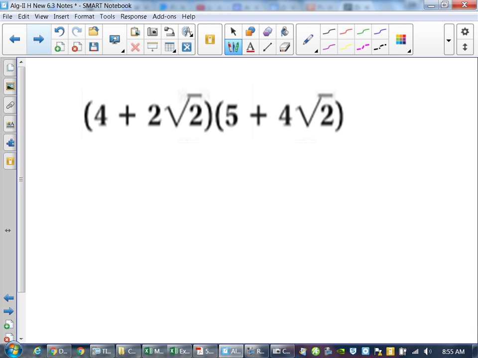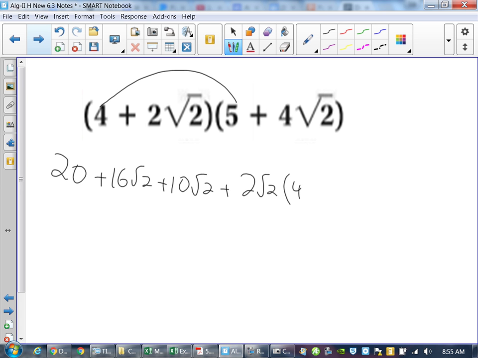Again, all we're doing here, guys, is we're going to FOIL out, good old Billy binomial, and work our way through. We FOIL out and we simplify. 20 plus 16 root 2 plus 10 root 2 plus 2 root 2 times 4 root 2. We'll come back to simplifying that in a second. It wouldn't be 8 root 4, otherwise known as 2. 16.